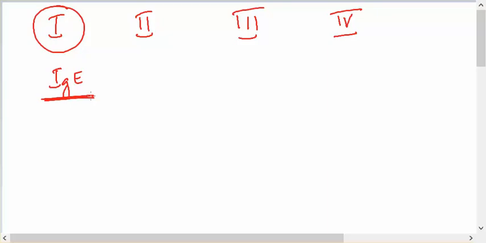Which cell takes the antigen to the cell which is going to stimulate the B cell? There are thousands of antigen presenting cells. You understand my question? Mostly it is dendritic cells. They take the antigen and present it to which cell? TH2. Then it goes and stimulates the B lymphocyte.